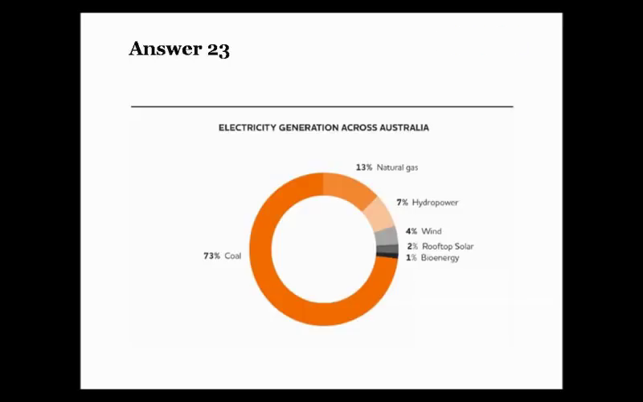The pie chart gives information about the electricity generation across Australia. To begin with, we can see that there are categories in comparison, which are coal, natural gas, hydropower, wind, rooftop solar, and bioenergy. According to the graph, the largest figure can be found in coal, which is 73%, but last but not least, the smallest figure can be found in bioenergy, which is only 1%. In conclusion, this is a useful chart about electricity generation across Australia.